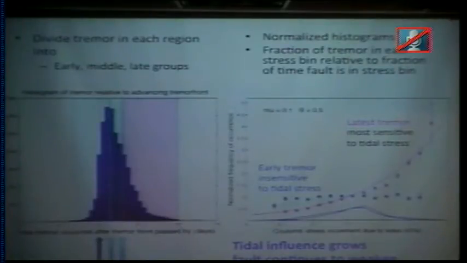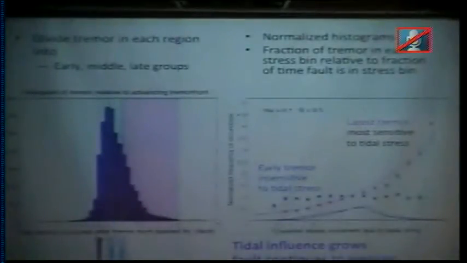Just so that I don't get totally confused. So tremors propagate up dip and along the strike. This propagation has nothing to do with the earth tide. Once the tremors start, the tail of it is modulated by the ocean tides. The tides. Roughly. Is that correct?